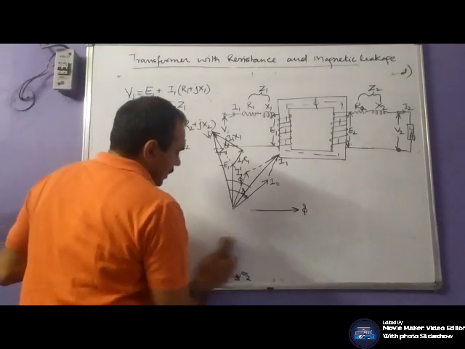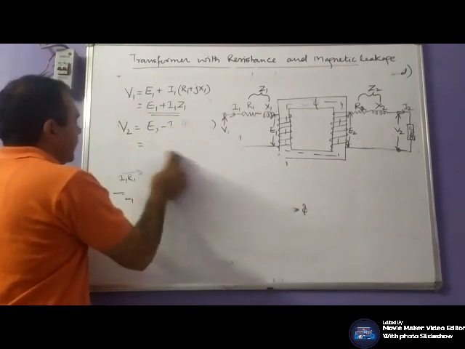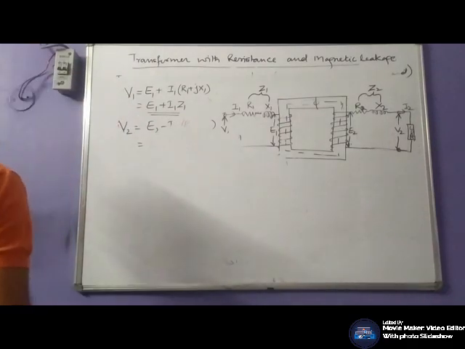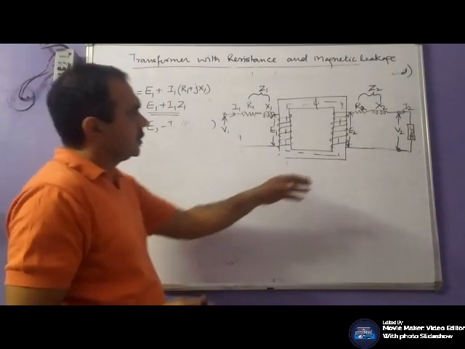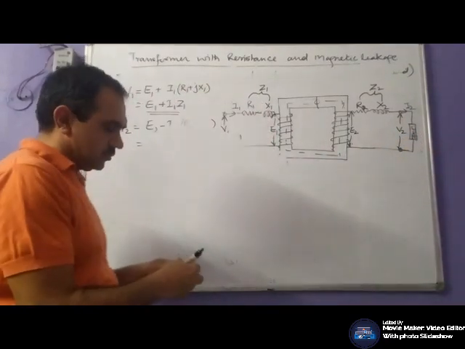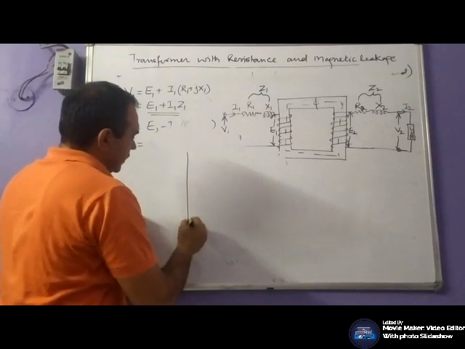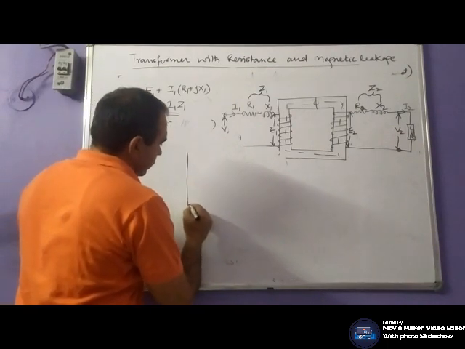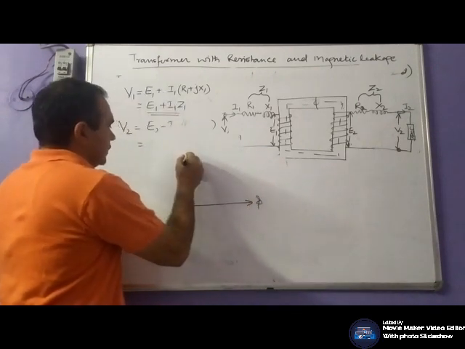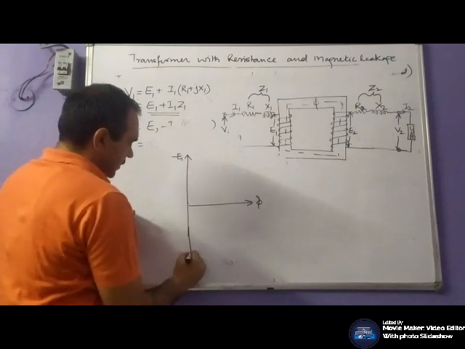Now, in case your load is inductive, your current lags this voltage V2 by phase angle of phi 2. What will be the phasor diagram? Again, first draw phasor diagram for no load condition. We have represented phi. This is minus E1. Let this be the E2.